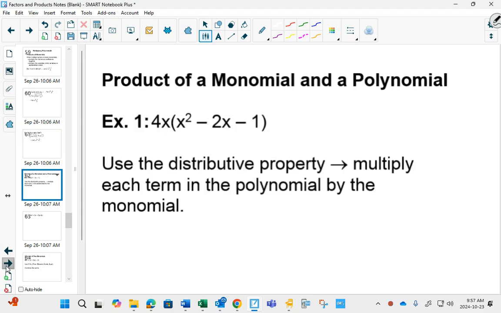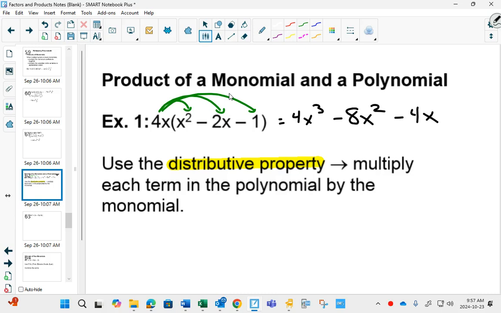Next, we're going to look at multiplying a monomial by a polynomial, and you have done this already as well in grade 9. This is what we called it in grade 9, the distributive property. You might remember drawing out the arrows, that monomial gets multiplied by everything inside. So when I do 4x times x squared, I will get 4x cubed. When I do 4x times a minus 2x, minus 8x squared, and 4x times a minus 1, minus 4x.